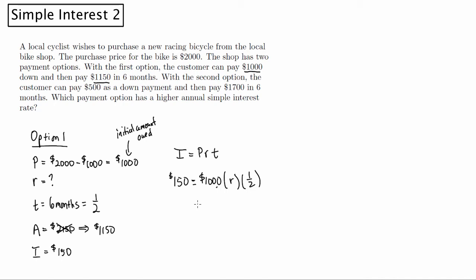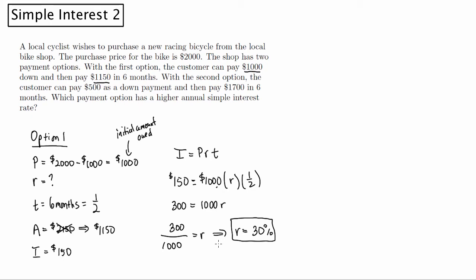So I can solve for R algebraically, and so let's go ahead and do that. I'm going to multiply both sides by 2 to cancel the 1/2. So this would be 300 equals 1,000 R. And if I divide by 1,000, I get 300 over 1,000 equals R, which says that R is equal to 3/10 here, which is 30%. So it's a pretty high interest rate, not surprising. Most little layaway, short-term layaway plans do have high interest rates.